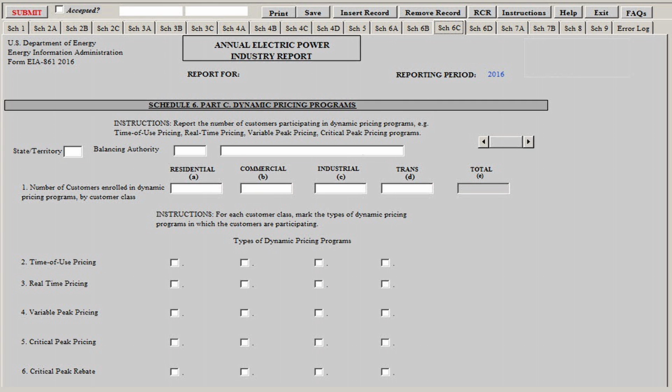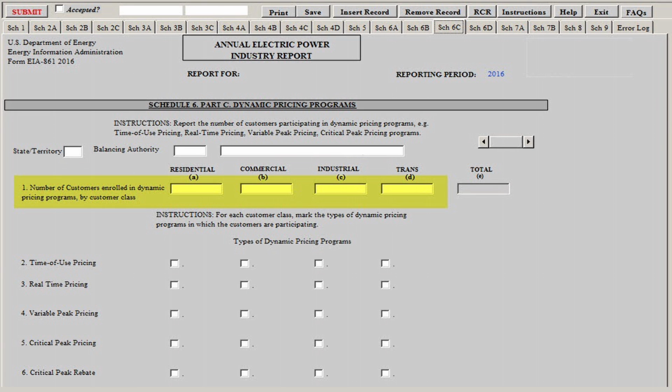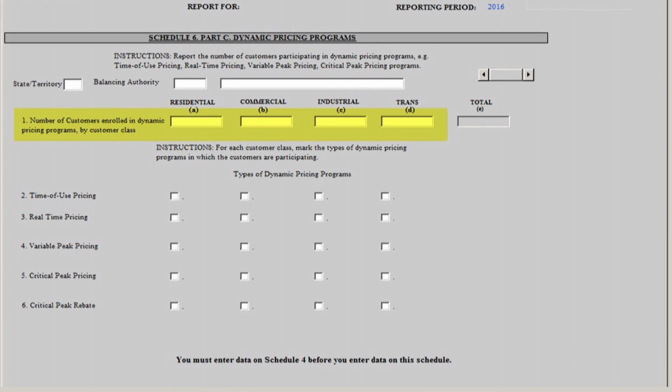Schedule 6 Part C collects data on dynamic pricing programs that are designed to modify the patterns of electricity usage, including the time and level of electricity demand. Line 1 collects the number of customers enrolled in dynamic pricing programs by sector, and lines 2 through 6 ask you to check the types of dynamic pricing programs these customers are enrolled in.